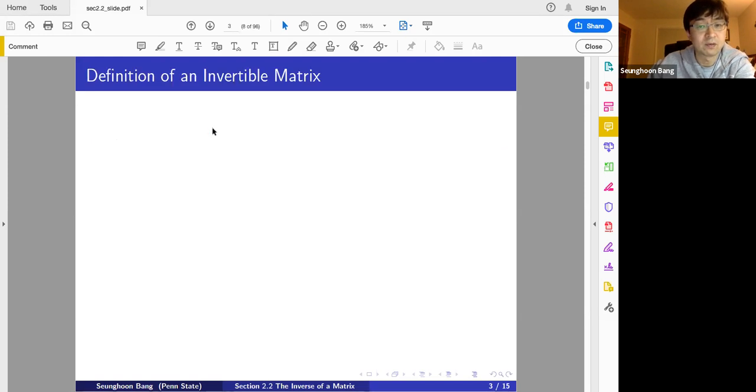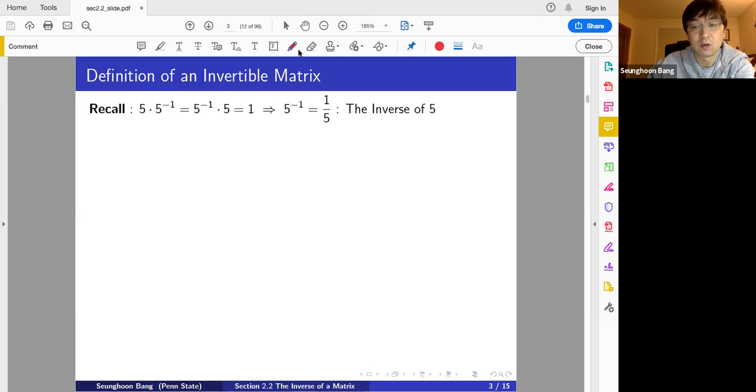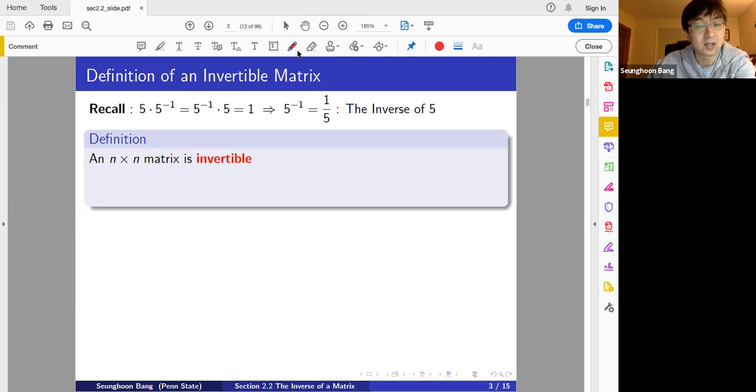The definition of an invertible matrix. Do you know this one? 5 times 5 to the negative 1, and 5 to the negative 1 times 5, is exactly 1. We call 5 to the minus 1, which is 1/5, the inverse of 5. So we have a similar kind of thing for matrices. This is like a definition.